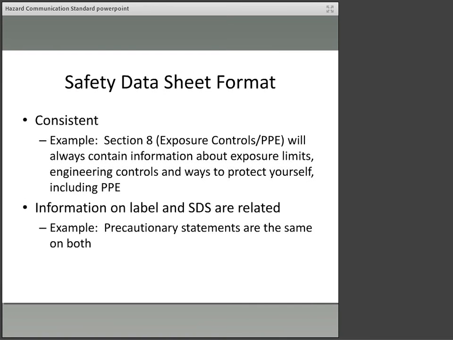The new safety data sheet format is consistent for all chemicals. For example, Section 8 will always give information about personal protective equipment and exposure limits, etc. In addition, information on both the label and the safety data sheet will be related, so the pictograms will be the same. The precautionary statements will be identical.